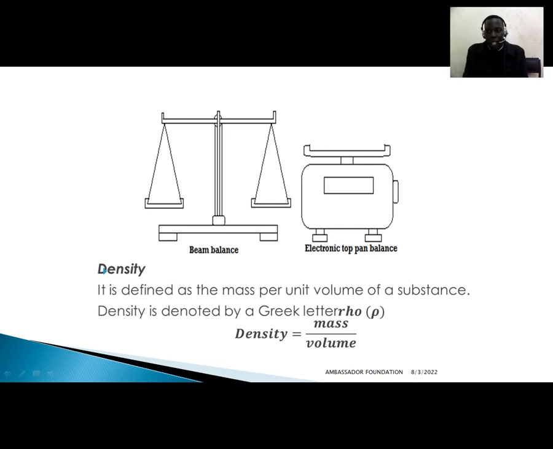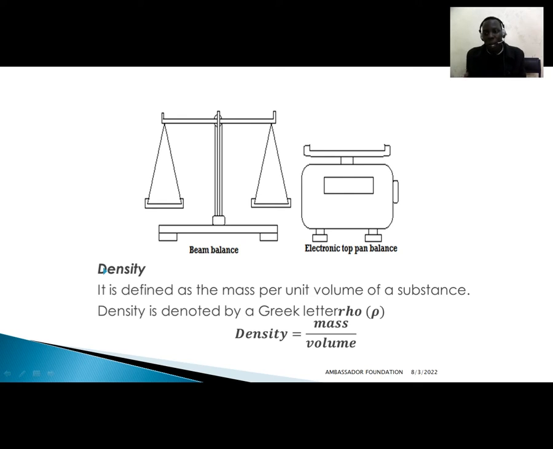So today, let me continue with density. You just connect with the previous topic you watched about the other physical quantities we have. Density is actually a derived quantity of mass and volume. It is defined as the mass per unit volume of a substance. Density is denoted by the Greek letter rho, which looks like P. It is given by mass over volume. And the SI unit of density is kilogram per meter cubed.